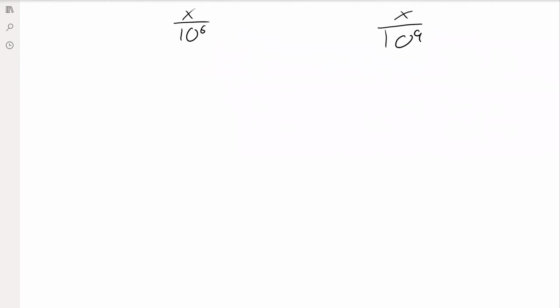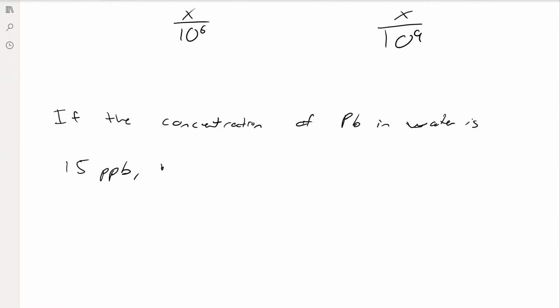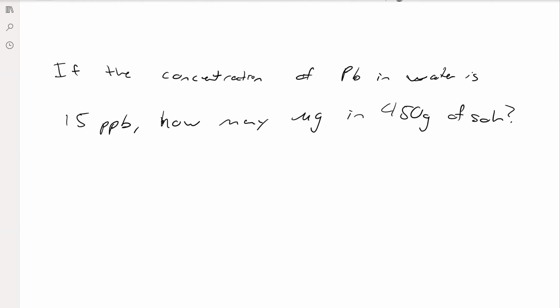So let's take a look at an example. If the concentration of lead in water is 15 parts per billion, how many micrograms in 450 grams of solution? I don't expect you to memorize the other metric prefixes, but if you're given the values, you should be able to know how to use it. So I'll give you 1 gram is 10 to the 6th micrograms.